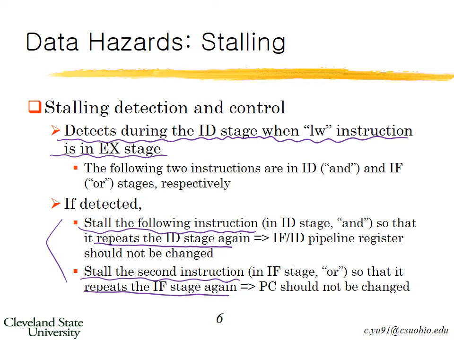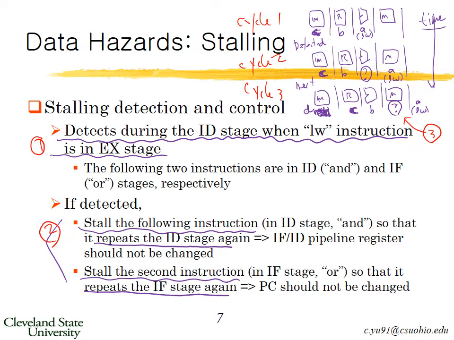In order to address that issue, there are 3 things. First of all, we need to detect the case during the ID stage, when the load word instruction is in the execution stage and there is a data conflict between the load word instruction and another instruction in the ID stage. After it is detected, you need to stall the following instruction so that it repeats the ID stage again, because you need to stop the pipeline anyway, and also you need to stall the following instruction in the IF stage as well.